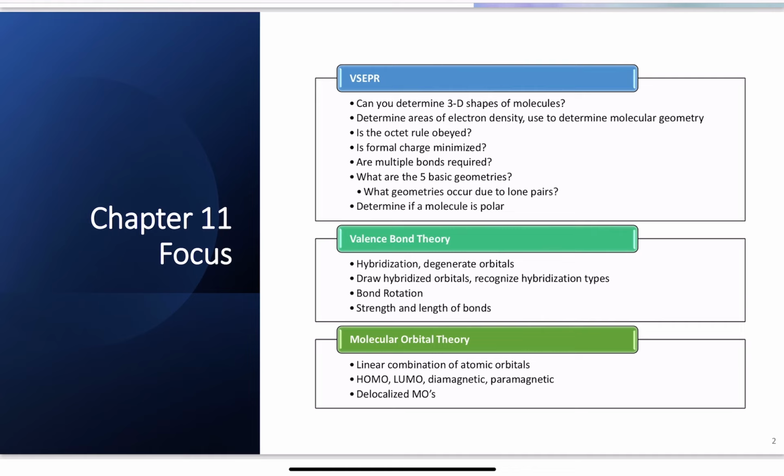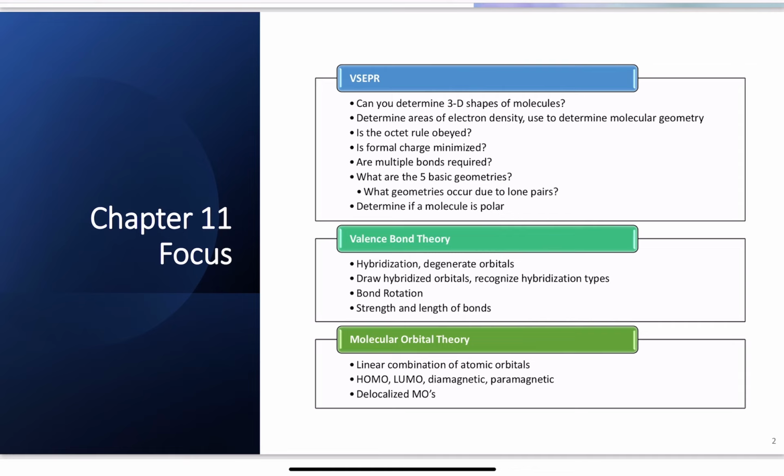We have 5 basic geometries. Do you know your 5 basic geometries? And then if there's lone pairs on one of those basic geometries, can you go ahead and apply those as well? What geometries occur due to those lone pairs? Can you determine if a molecule is polar?